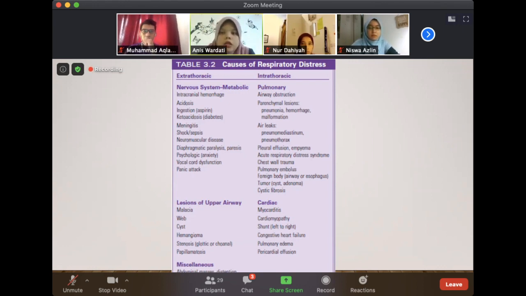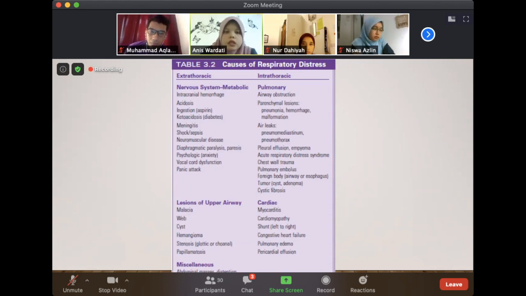Or, for example, in a patient with pleural effusion, there will be disruption to gas exchange, so it also can cause respiratory distress. The same goes for pulmonary embolism, which affects the perfusion to the lungs, so this also can cause respiratory distress. There are a lot of these. For the cardiac causes, there are myocarditis or cardiomyopathy, and also congenital heart disease and congestive heart failure, which can cause respiratory distress.